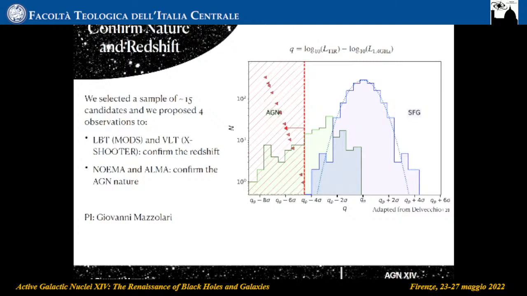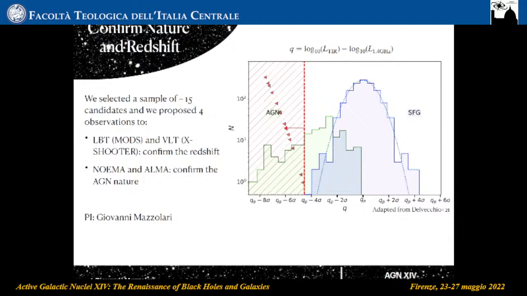In particular, we ask for MOTS and the X-shooter spectroscopy scan in order to obtain the redshift of the sources and maybe also to obtain indication of some typical AGN lines. Then I ask also for NOEMA and ALMA observation of some and all the sources of our sample, respectively, in order to do continuum snapshot in the millimeter domain of all the sources, and to constrain the AGN nature thanks to the ratio Q below the total infrared luminosity and the radio luminosity.